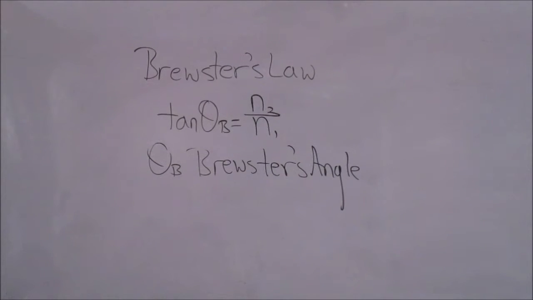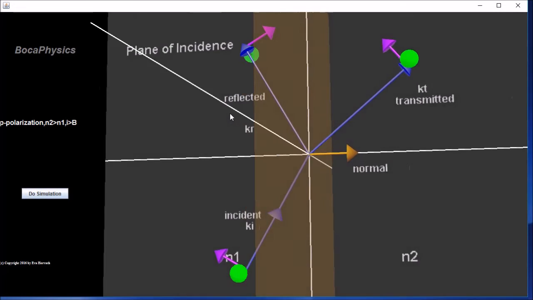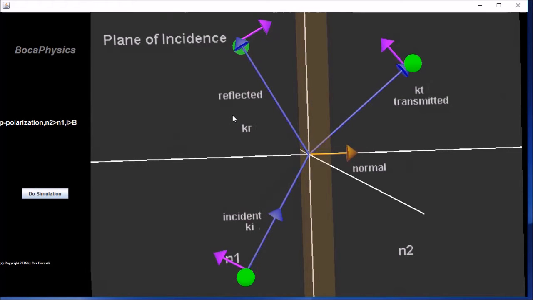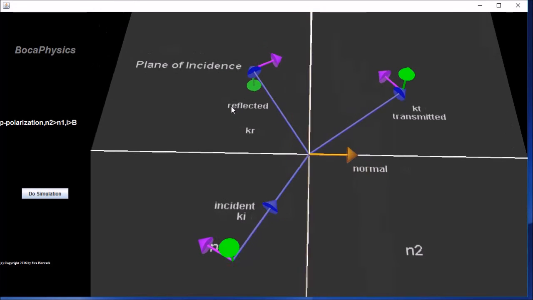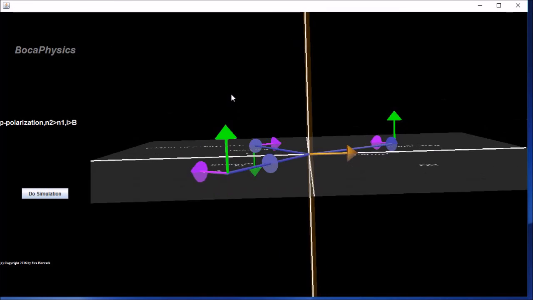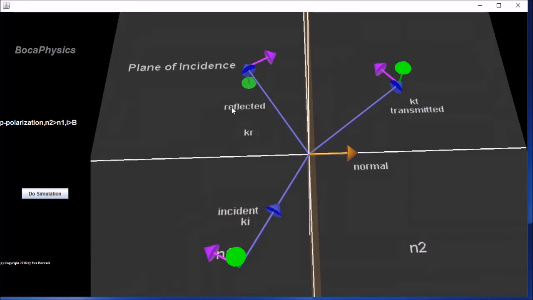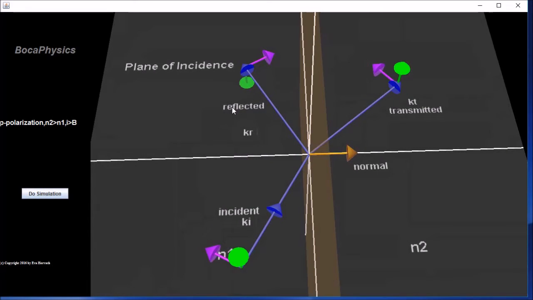Brewster's angle is found from Brewster's law: tangent theta B, where theta B is Brewster's angle, is equal to n2 over n1. If the angle of incidence is greater than Brewster's angle, then the magnetic field of the reflected wave points in the opposite direction from the incident and transmitted fields. In this viewpoint, the magnetic field of the reflected wave points into the screen and the electric field vector is altered accordingly.